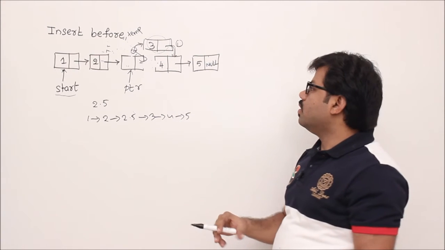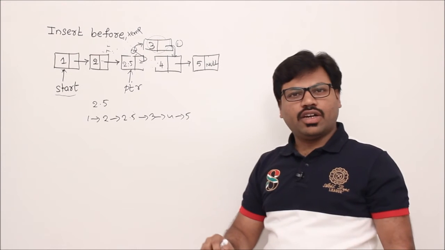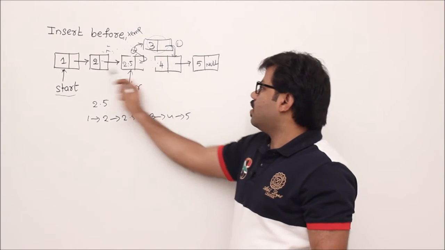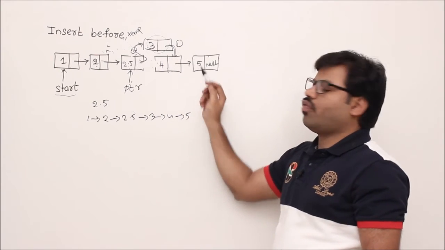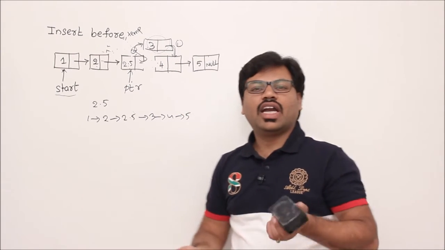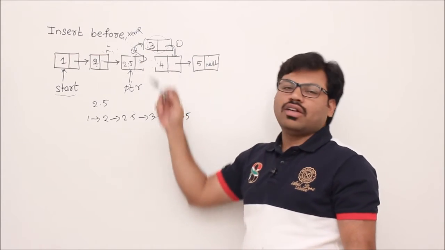Pretty good. Then right here 2.5 using PTR. Yes, we can do it. Then already this is linked like this. Then you read it 1 to 2.5, 3, 3 to 4, 4 to 5. Done. So in that way, using the same trick which we used for delete, we can insert before.